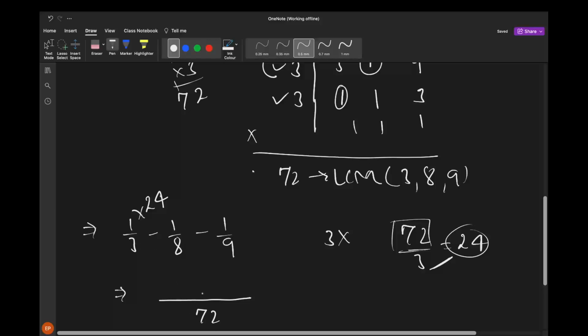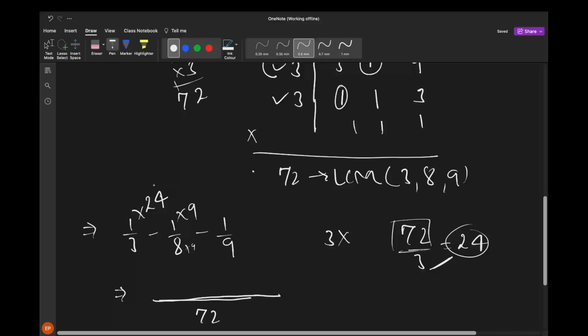Whatever we multiply, we are writing 72 as the common denominator. What about 8? 8 9s are 72. So 8 9s are 72. That's why we are writing the common 72. Here also we will get 72, here also 72, here also 72. That's why I wrote 72 as the common denominator.